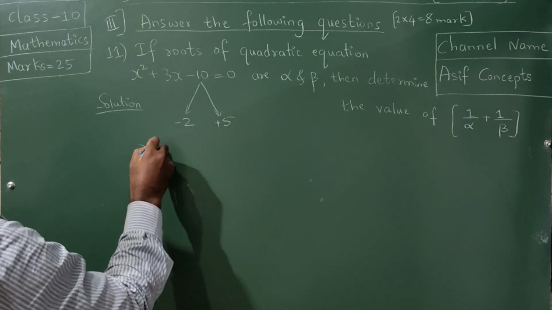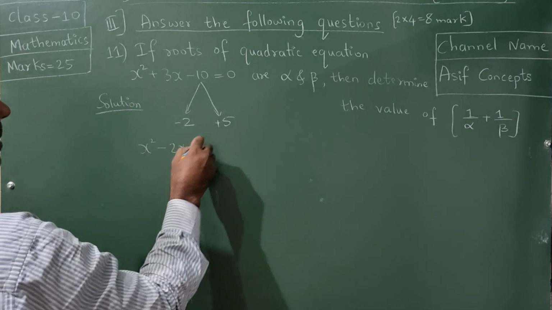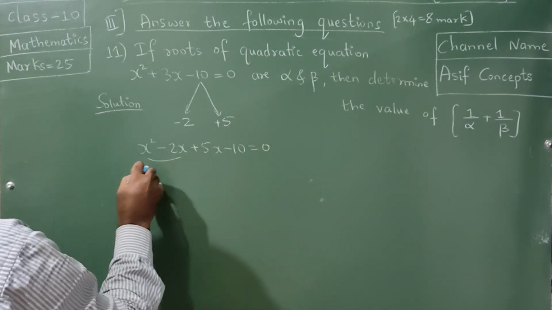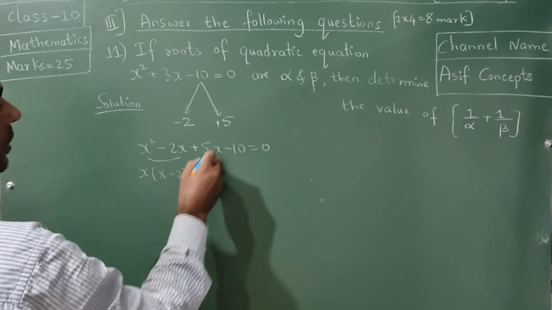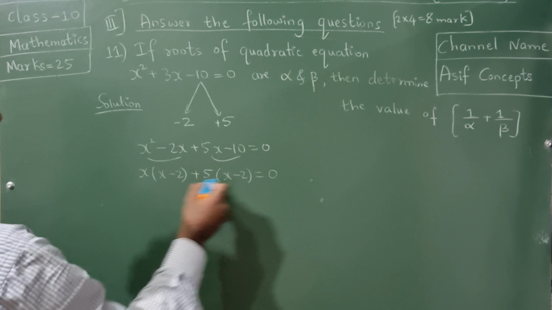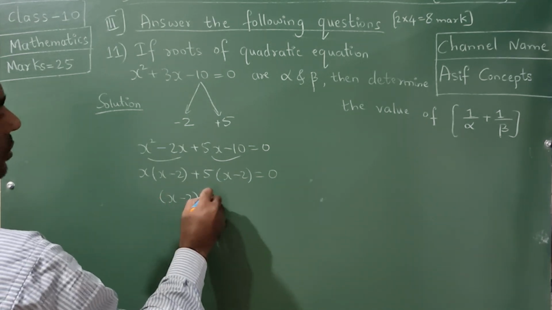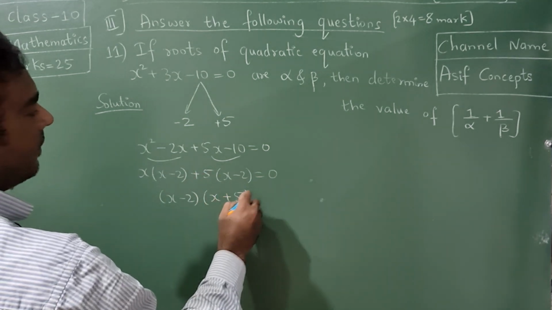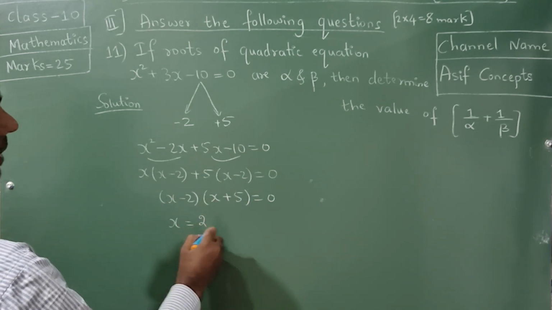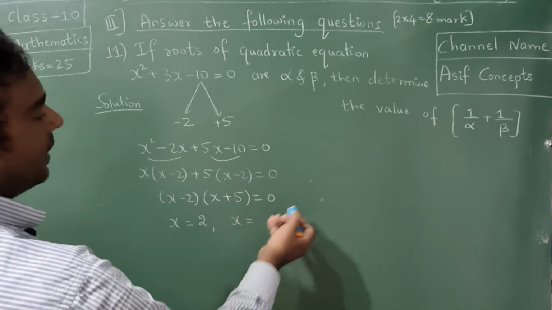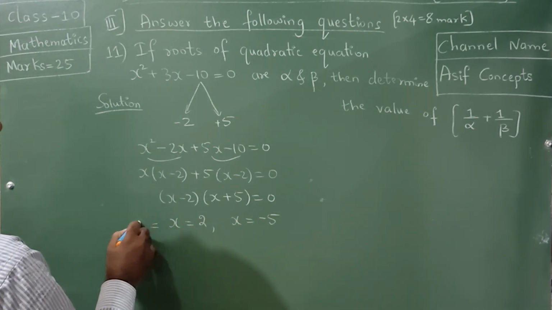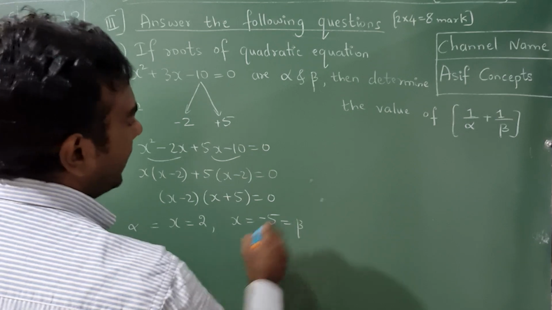Okay, so what I am going to write here, x square minus 2x plus 5x minus 10 is equal to 0. In these two, what is common? It is x. So it will be x minus 2. In these two, what is common? 5. So it is x minus 2. Again, I am going to write x minus 2 and the remaining terms are x plus 5 is equal to 0. Now x is equal to minus 2 goes to the right hand side, it will become plus 2, and plus 5 goes to the right hand side, it will become minus 5. So this is alpha and this is beta.